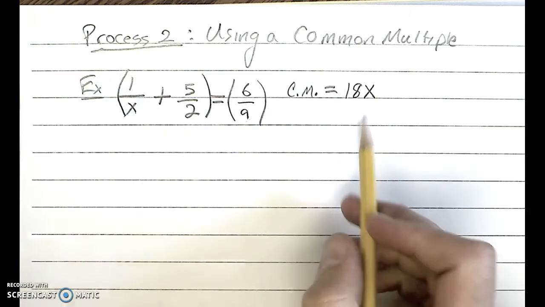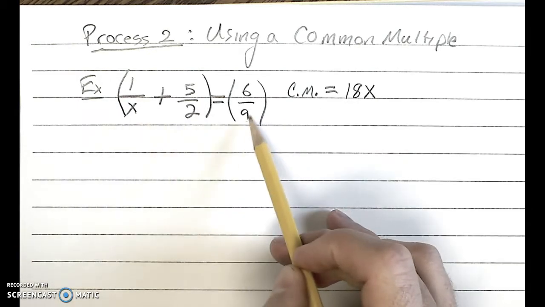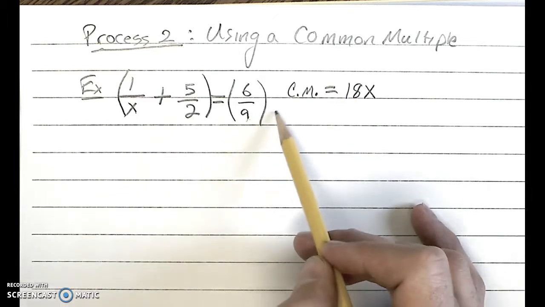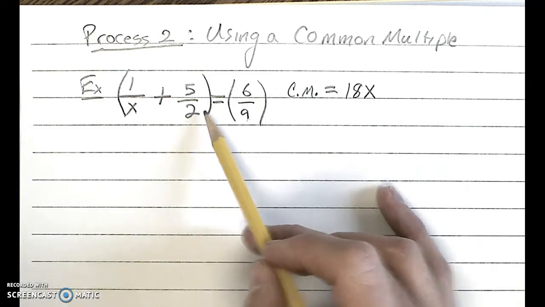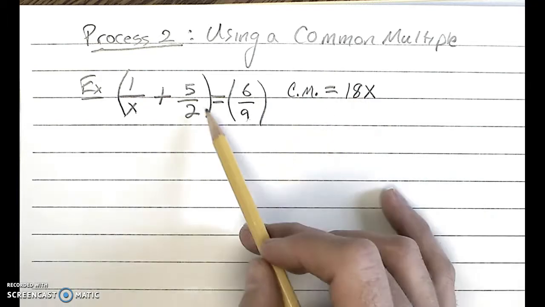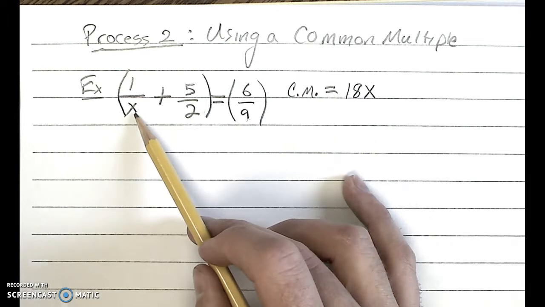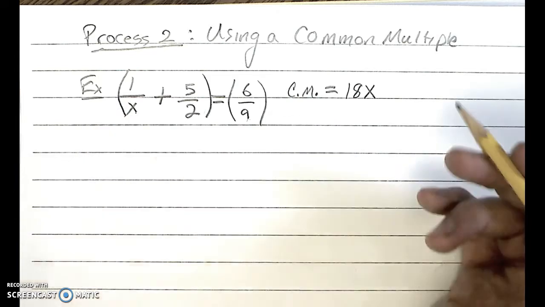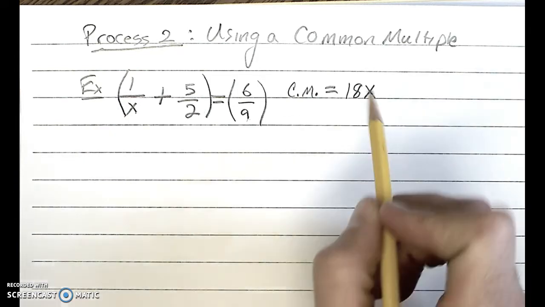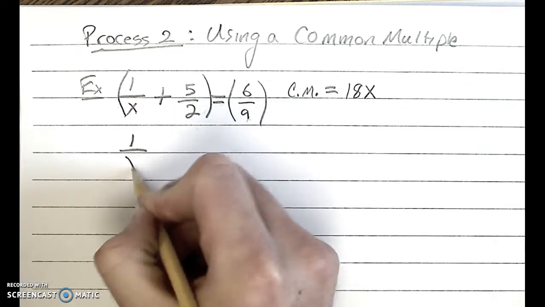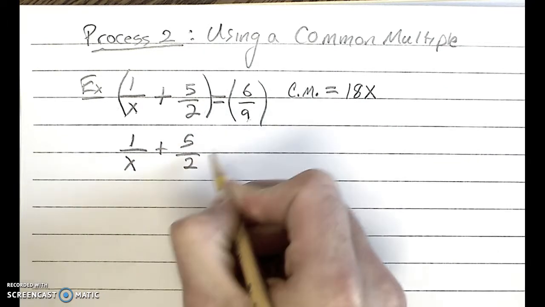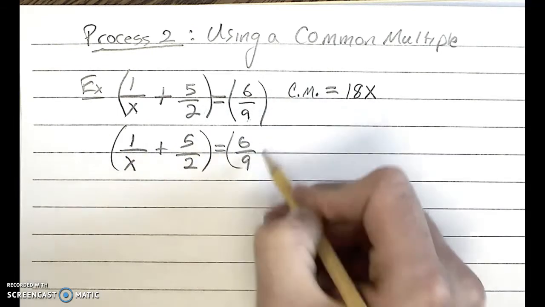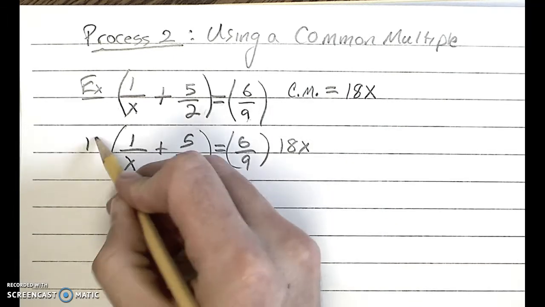If you're wondering how I came up with that, we look at these three denominators. I can make this 9 into 18x if I multiply by 2x. I can make this 2 into 18x easily if I multiply by 9x. I can make this x into 18x if I just multiply by 18. So that's how we think of it. What we're actually going to do is take this common multiple, and it multiplies both sides of the equation.